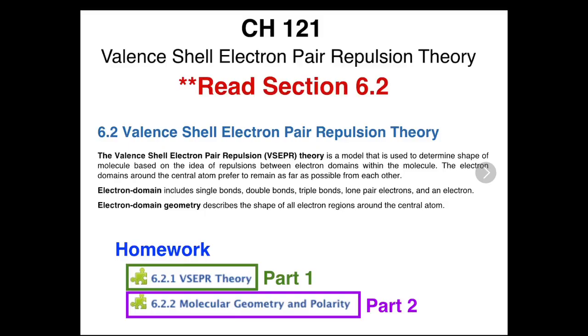The homework associated with this video is going to be the online Newton homework 6.2. There will be two parts. This video will cover the valence shell electron pair repulsion theory, and in the following video we will talk about the shape of the molecule and also the polarity of the molecule.